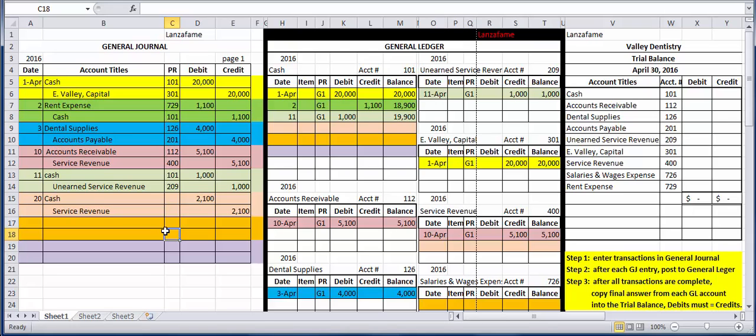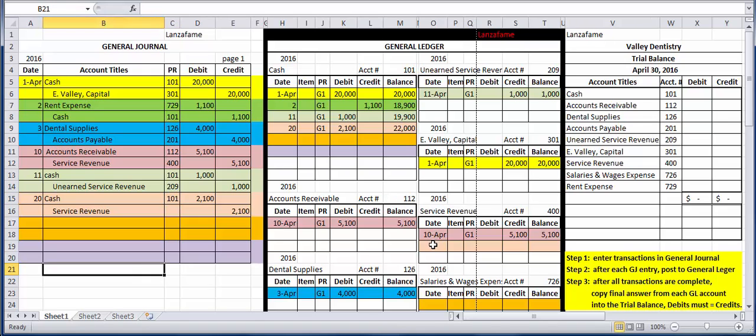Okay, so let's post. On the 20th in cash, G1, we are going to debit cash for $2,100. And our new balance, it's going up. We like it when our cash balance goes up, right? Our new balance is now $22,000 in cash. Cross-reference back with the 101.